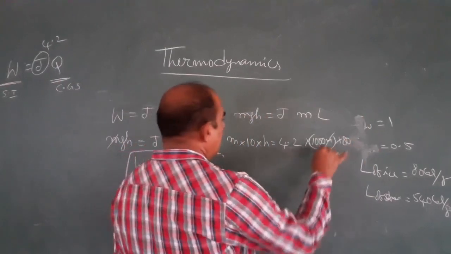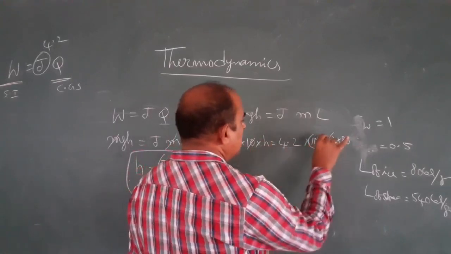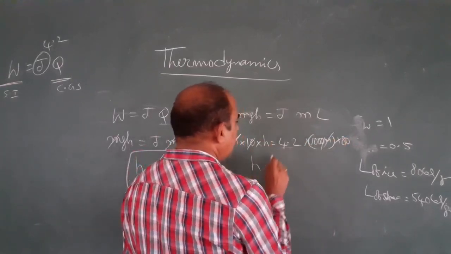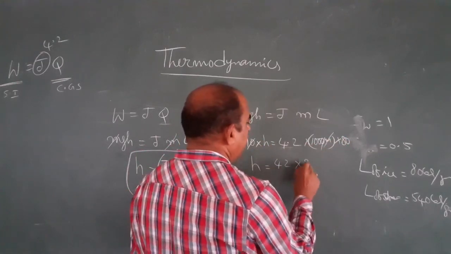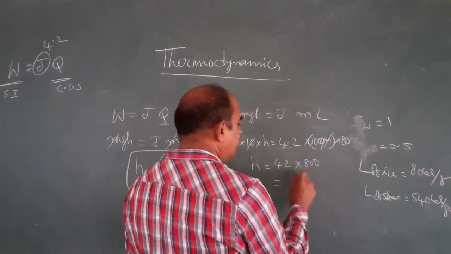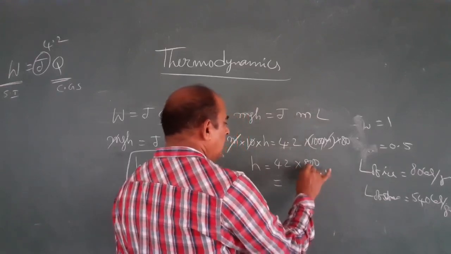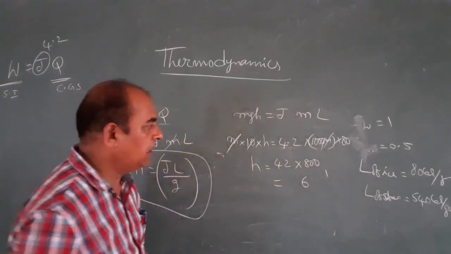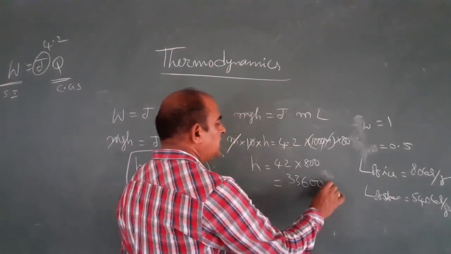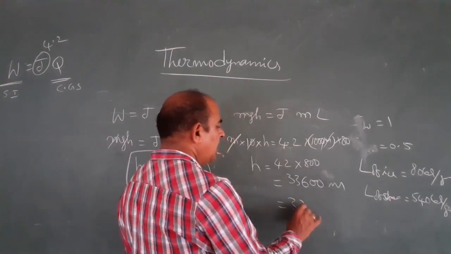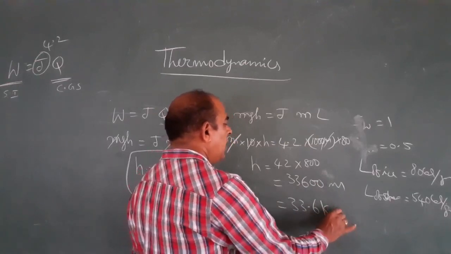Therefore, m cancels. g cancels. And h is equal to 4.2 into 8000. 8 twos are 16, 8 fours are 32 plus 1, 33, two zeros, 33,600 meter or 33.6 kilometer.